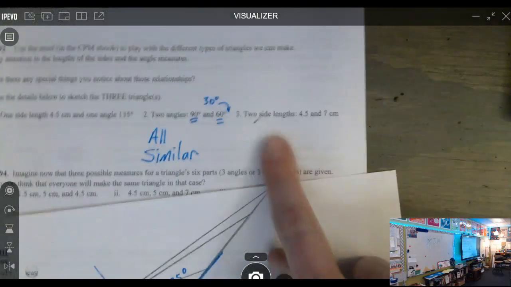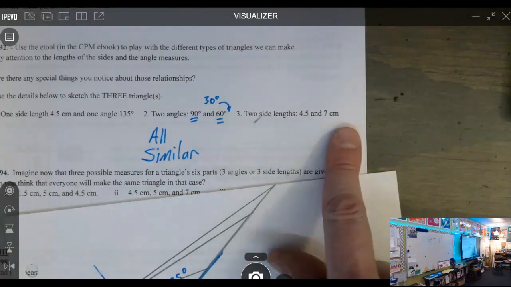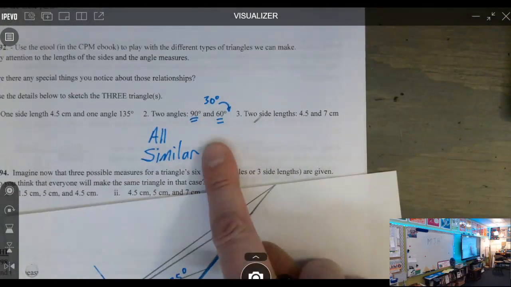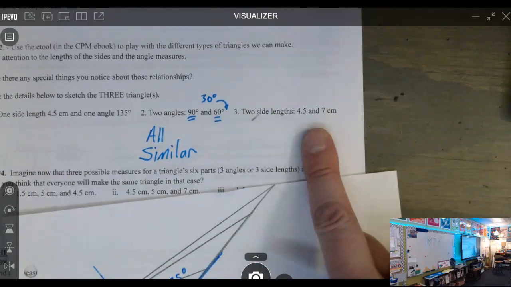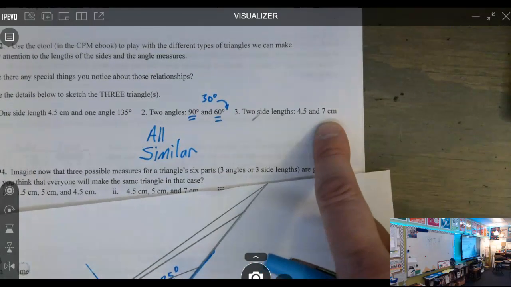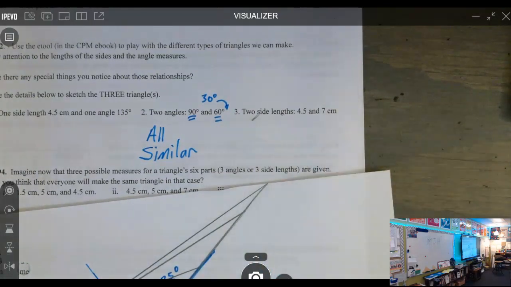All right, try this. 2 side lengths, 4.5 and 7. So now we had 2 angles told us everything's going to be similar. What about 2 side lengths? I would start with the bigger one just because it's bigger. It's got more to draw. I would start with the 7.